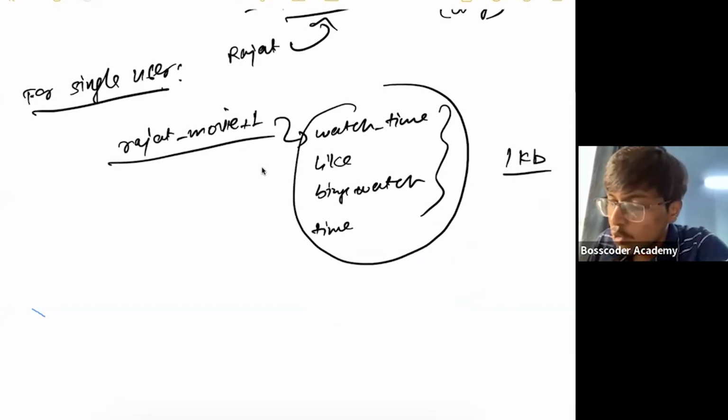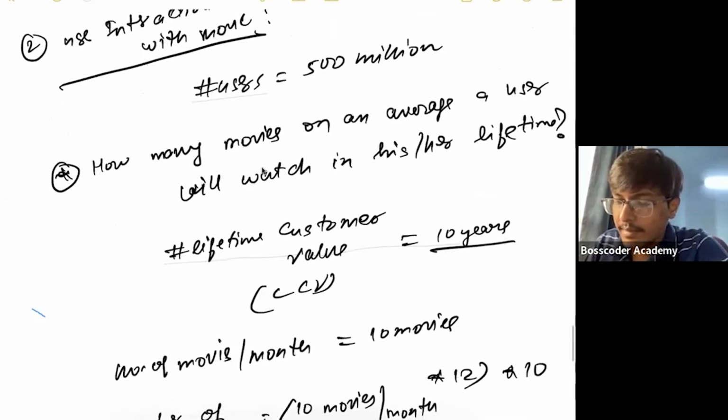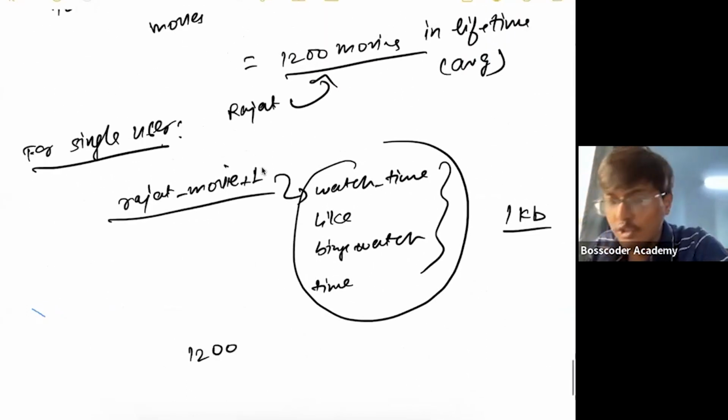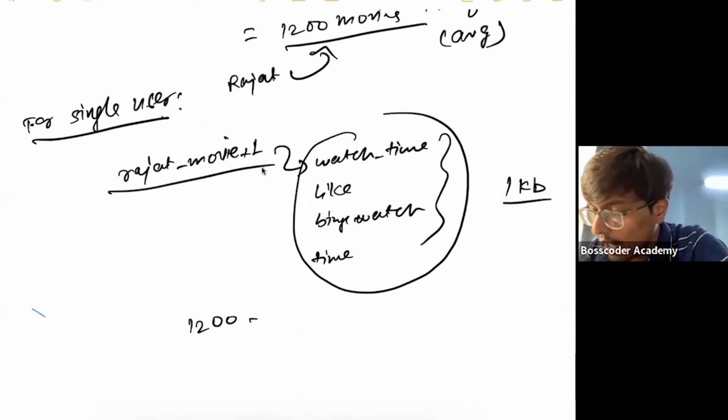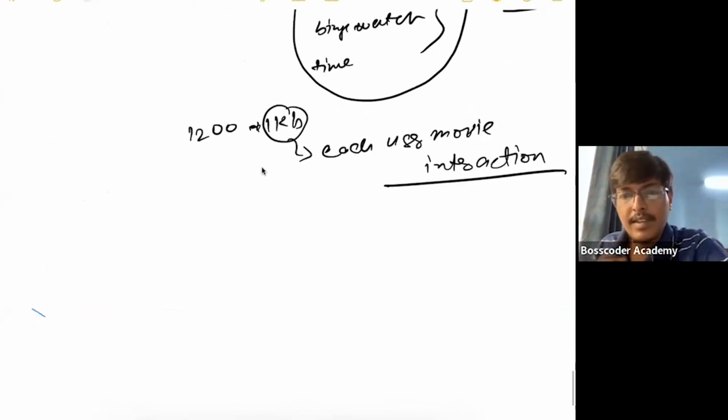So then for a single user, how much are you storing in terms of user interaction with movies? You are watching 1200 movies in a lifetime, and you are storing 1 KB for each user-movie interaction, right? Is this making sense? Is everyone clear with this, or I can go through it again in the end, after this, if you are not clear.